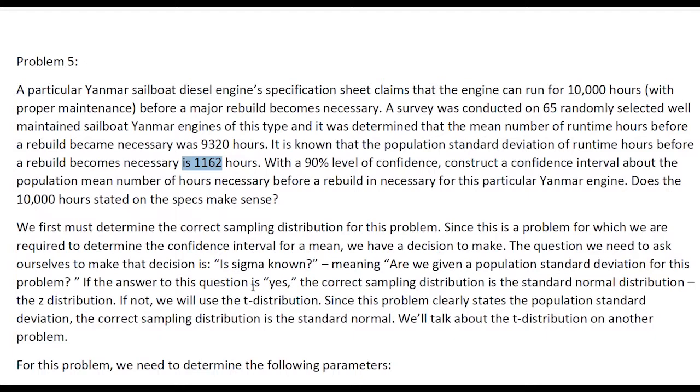Since the answer to that question is yes, the correct sampling distribution is the standard normal, just like the population proportion problems. If the answer was no to that, we'll talk about it later, but we use the T distribution. It's actually called the student's T distribution, but we just abbreviate it as the T distribution.